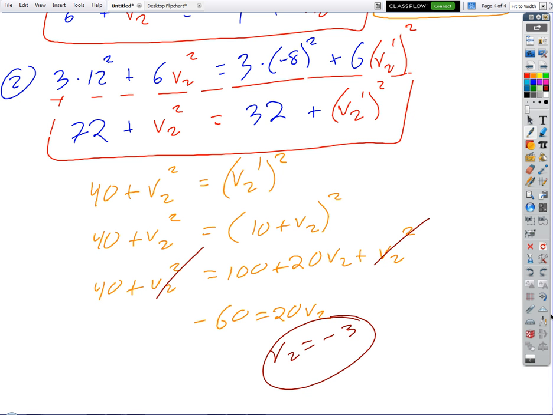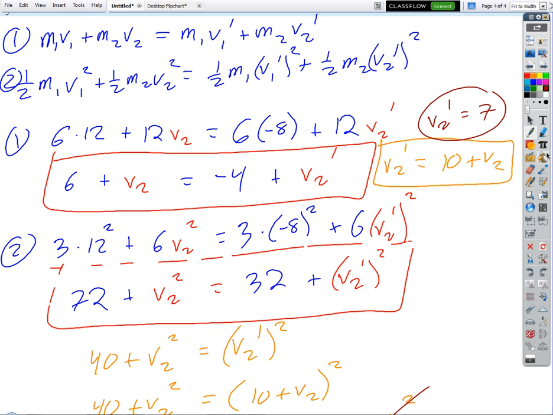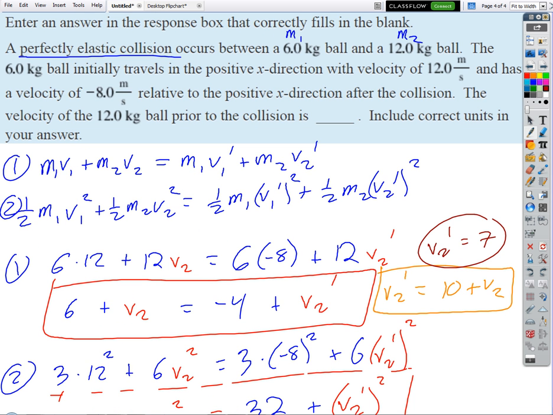What did we do after that? So we plugged this in up here because we found what V2 was. Then we go back to our substitution equation to find the value of the other variable, which we didn't really need to do anyway because the question didn't ask for that. The question just asked for the speed of the second ball before the collision, and so that's that one. So the answer would be negative 3 meters per second.